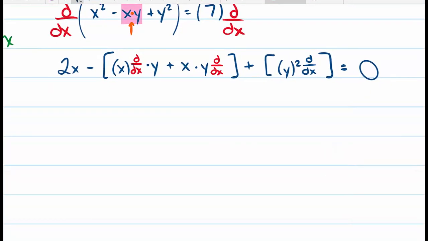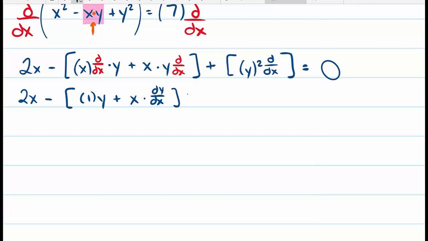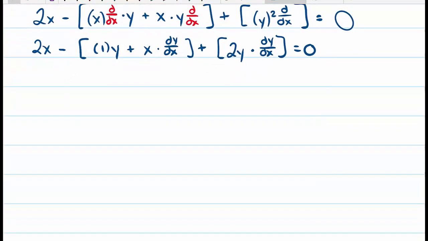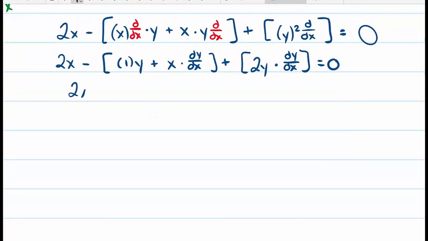So here we go. You get 2x minus, the derivative of x is 1, so you get 1y plus x times the derivative of y plus, now again, here's the chain rule. It's 2y times the derivative of y. This equals 0. Okay, so I'm going to go ahead and get rid of my parentheses now. 2x minus y plus x dy dx plus 2y dy dx equals 0.